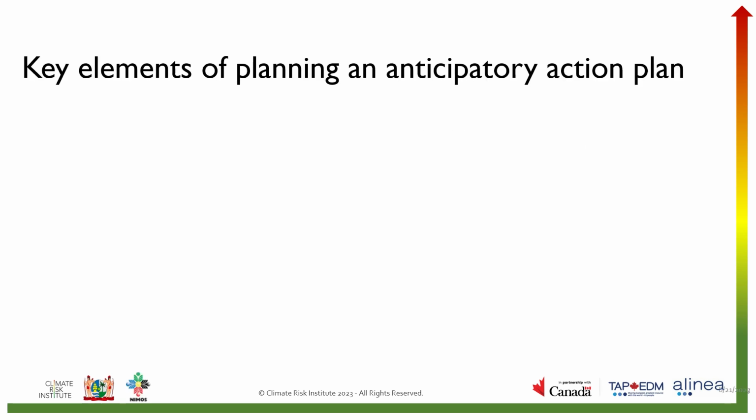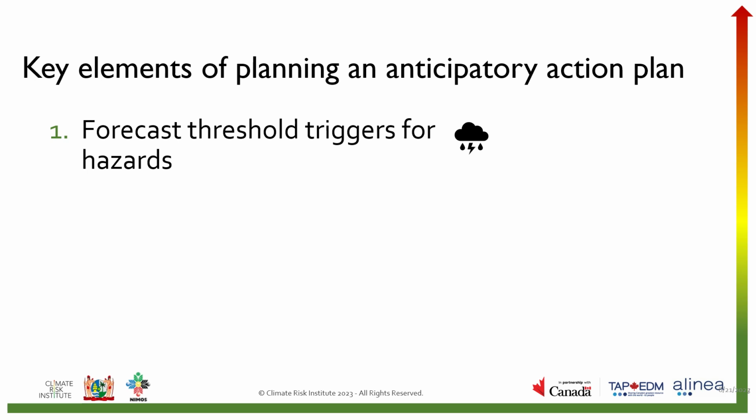What are the key elements needed for planning an anticipatory action strategy? Step 1 involves determining the forecast threshold triggers for the hazards. Relevant government ministries and national and regional meteorological agencies would come together and agree on a forecast trigger for key climate hazards. As an example, let's say a region is exposed to tropical cyclones.